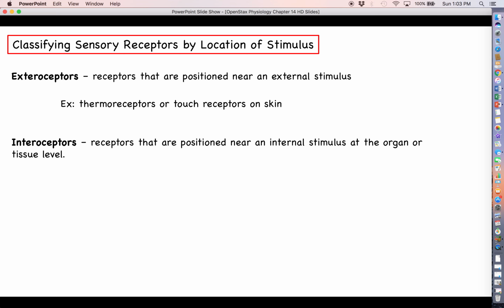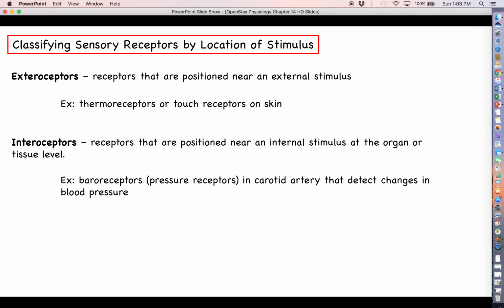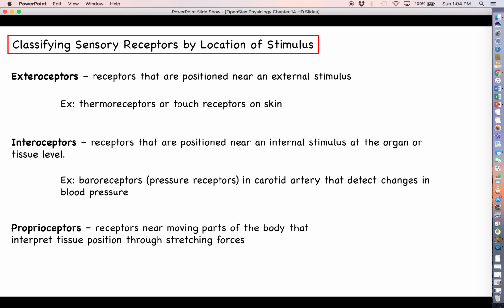Interoceptors are receptors that are positioned near internal stimuli, meaning these receptors are pointed at the internal environment of your body, and these are going to be a lot more useful for special senses like vision or hearing, or for more autonomic things like regulating your blood pressure. So, like I said, a perfect example of this are the baroreceptors, or pressure receptors, that detect changes in your blood pressure and allow your autonomic nervous system to make adjustments on the fly.